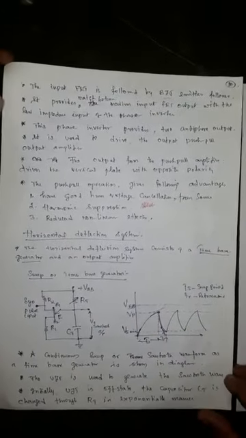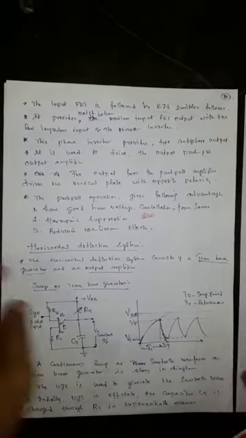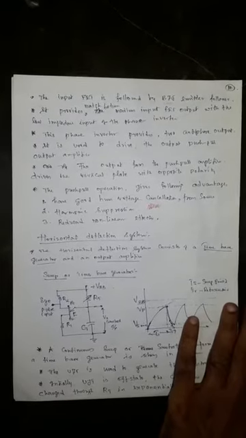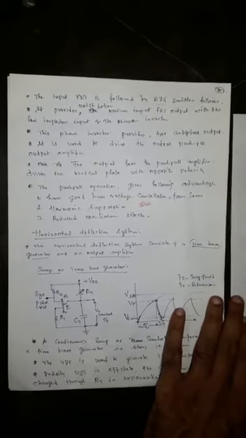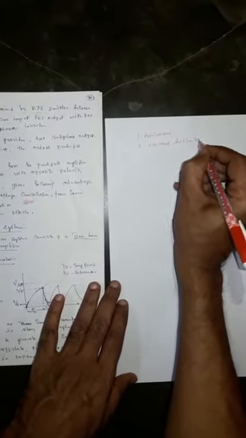Last class we discussed the vertical deflection system. Today we can see the horizontal deflection system. We know that for a CRO we have two deflection systems. One is horizontal and another one is vertical. Previously we discussed the vertical deflection system. Now we can see what is called the horizontal deflection system.